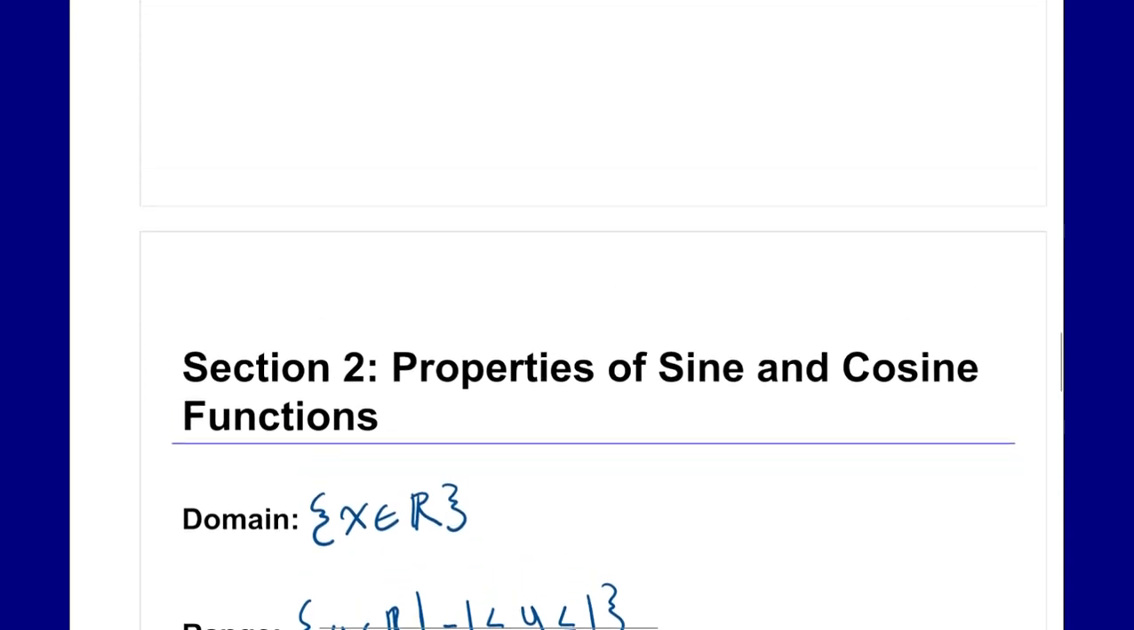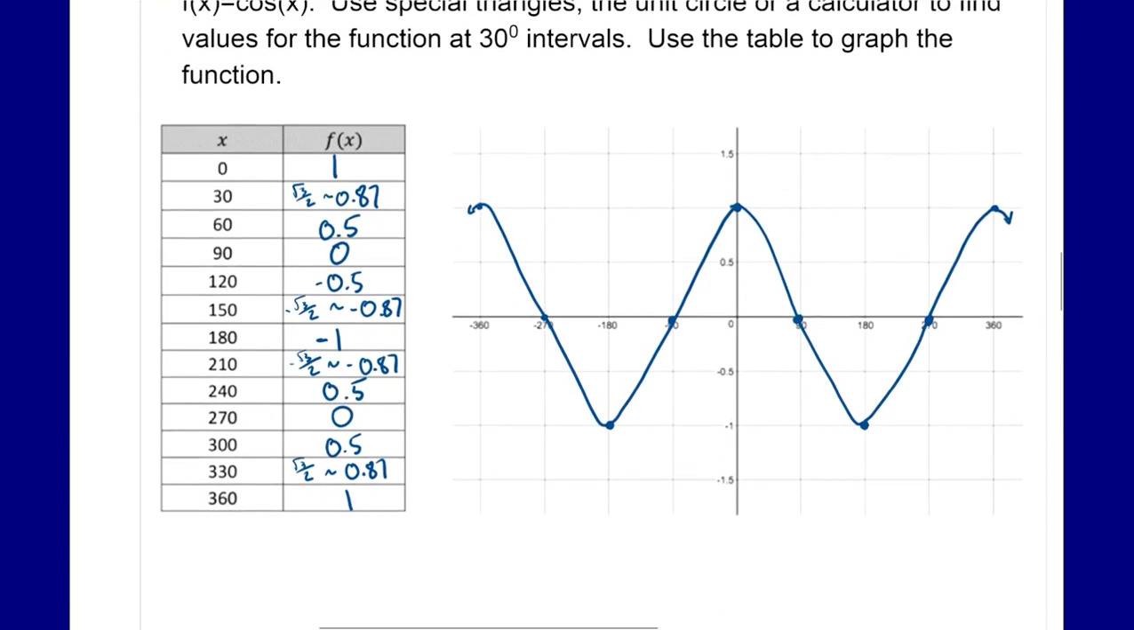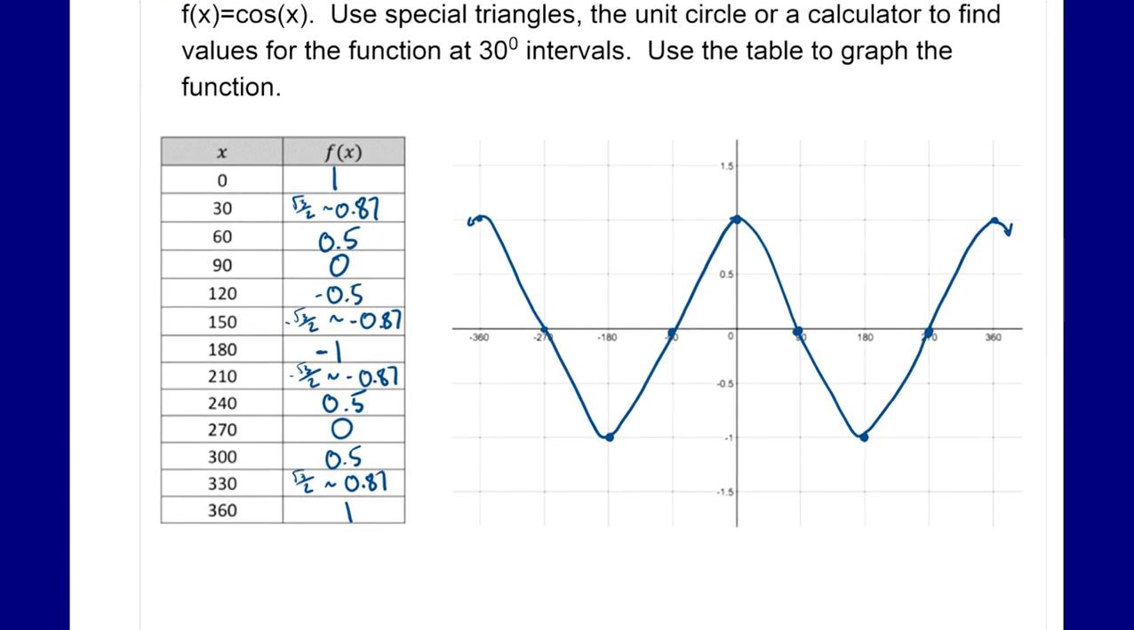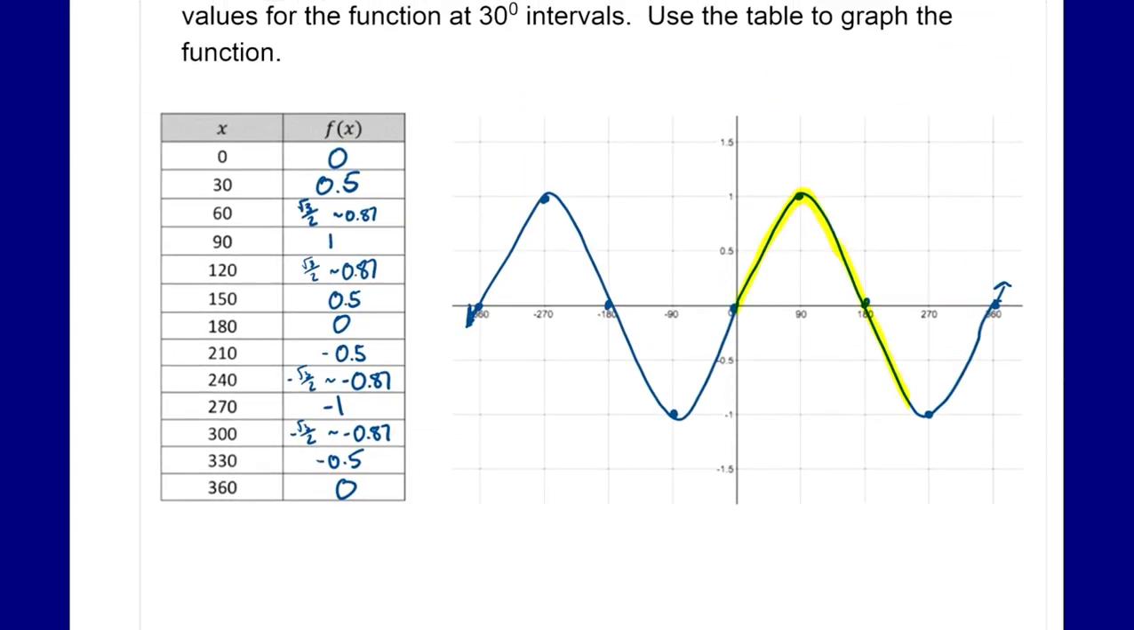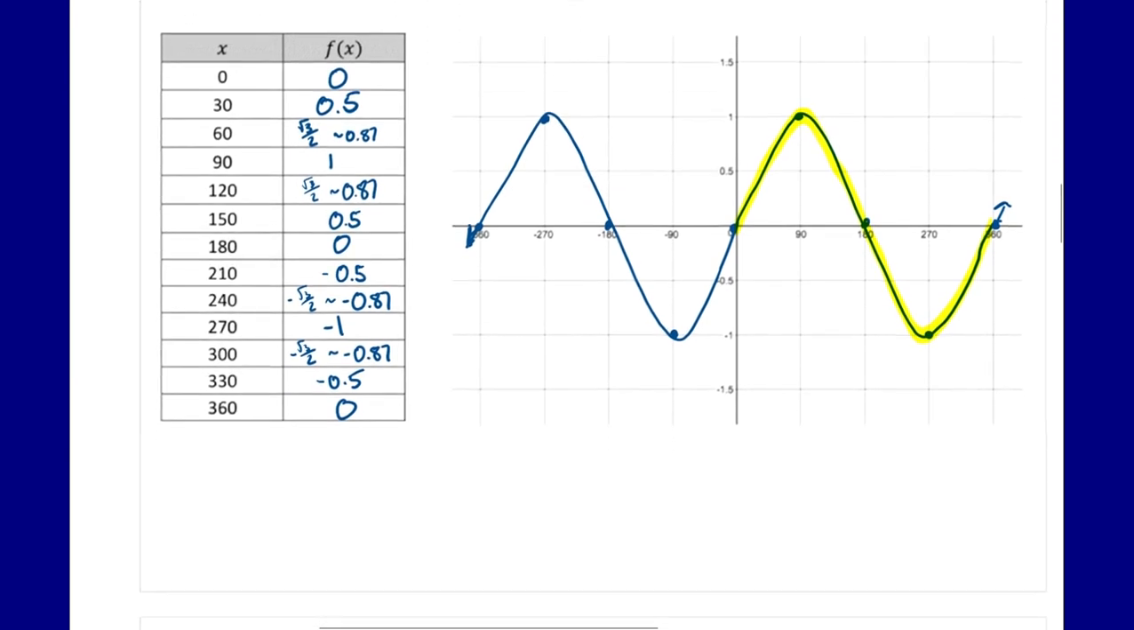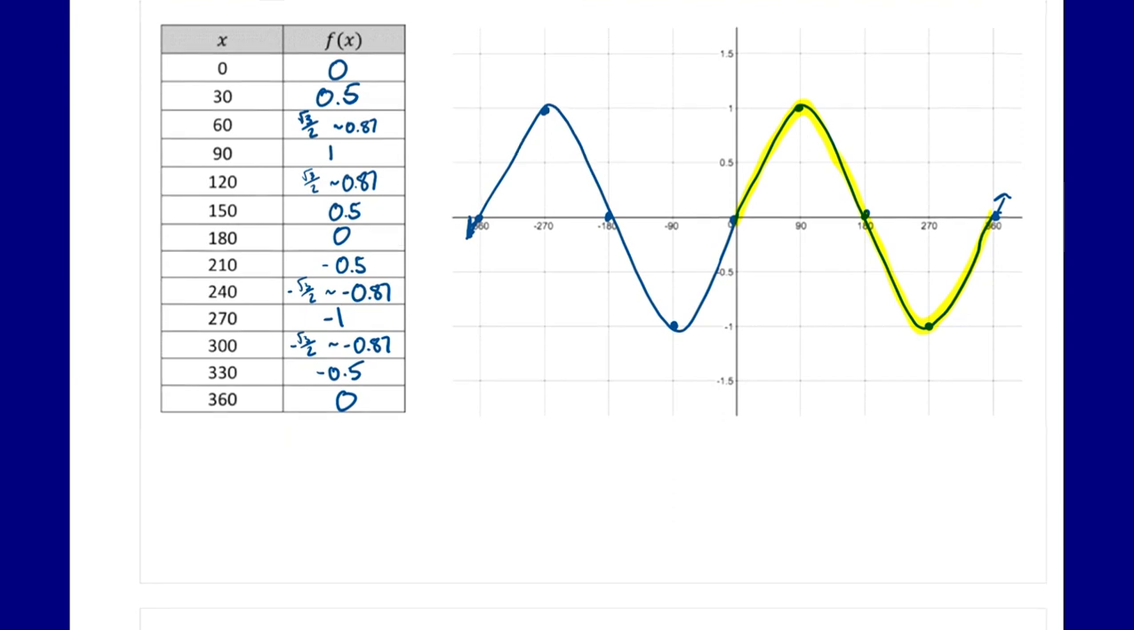For our period, we want to figure out basically how long is one cycle. We can go to our table of values as well, because that shows one cycle. We graphed one cycle for both of these functions. I'm going to highlight this cosine cycle in yellow, and do the same thing for my sine function. What was the horizontal distance of one cycle? Here we go, 0 to 360.